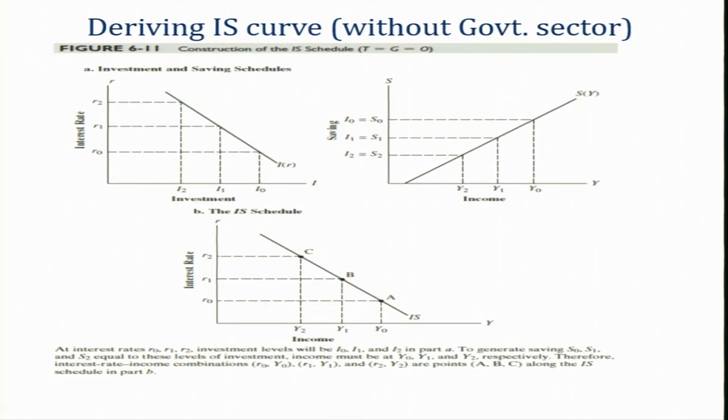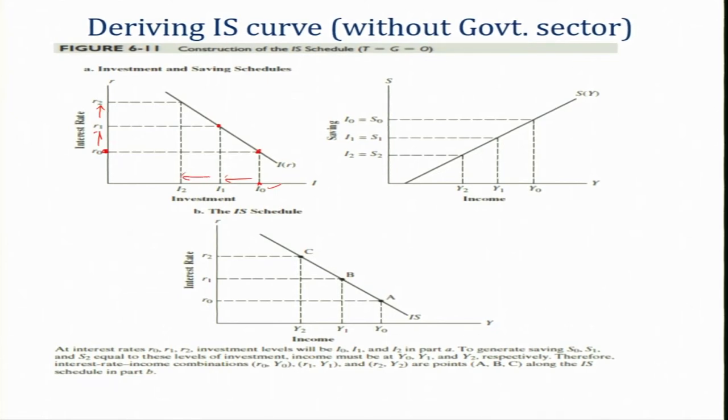From this, deriving the relationship, starting with the inverse relationship between investment and the rate of interest, consider an interest rate R0. You know that the investment demand is I0, large, because with a very low rate of interest there is a vast demand for investment, as shown in this schedule. When the rate of interest increases to R1, investment declines to I1, and if the rate of interest further increases to R2, the investment decreases to I2.